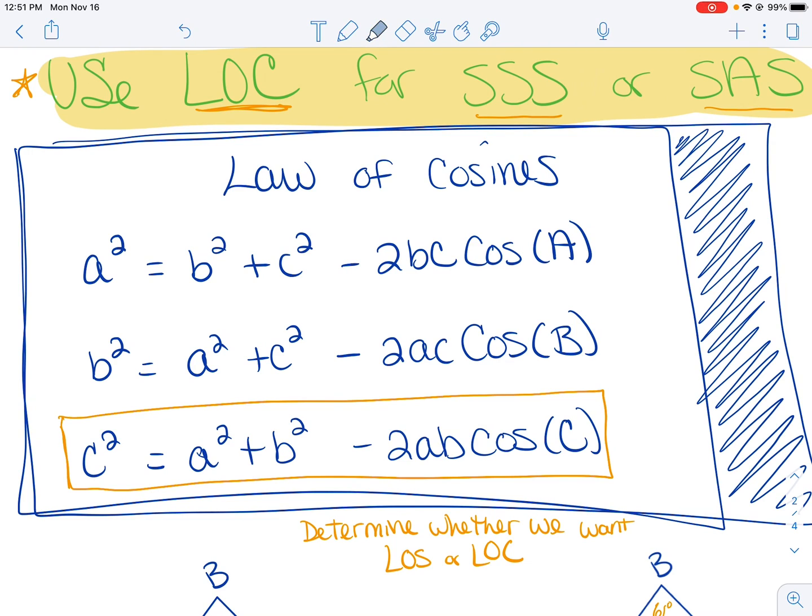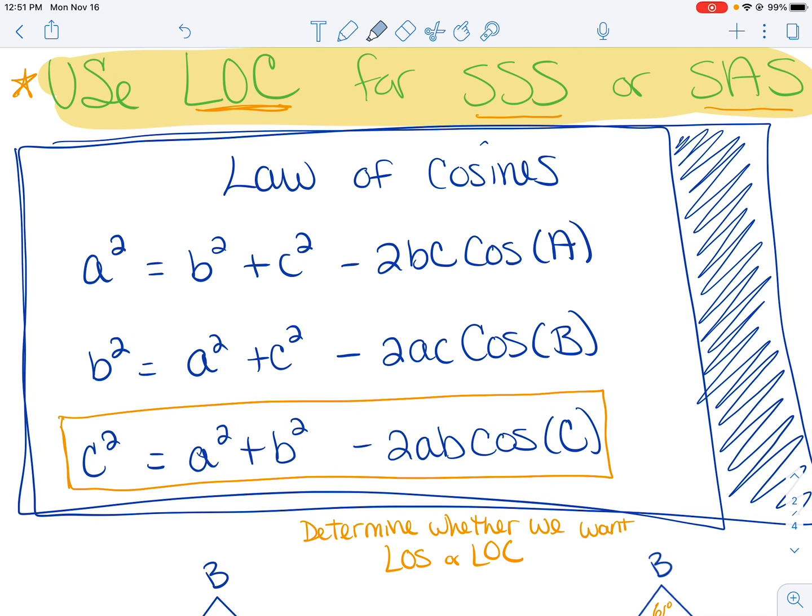If you look at the first half, C squared equals A squared plus B squared. What is that? Pythagorean theorem, right? So this is really the Pythagorean theorem, but because it's not a right triangle, we have to subtract this extra piece. We're going to do A squared plus B squared, but then take away 2 times the side length of A times the side length of B times the cosine of C. Depending on what we want to solve for, that dictates which version of this we're going to use.